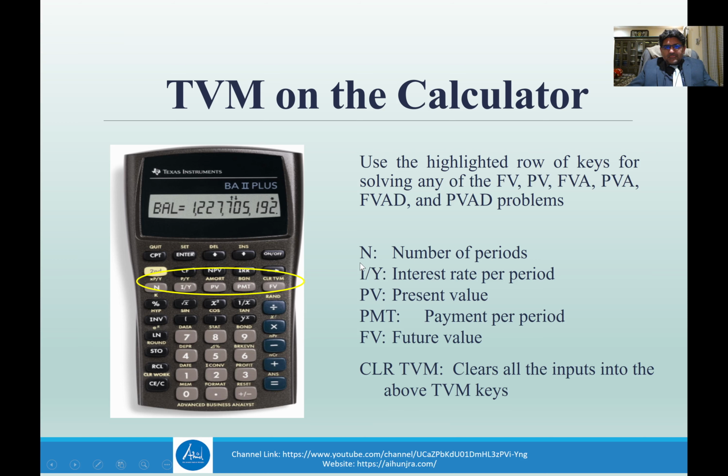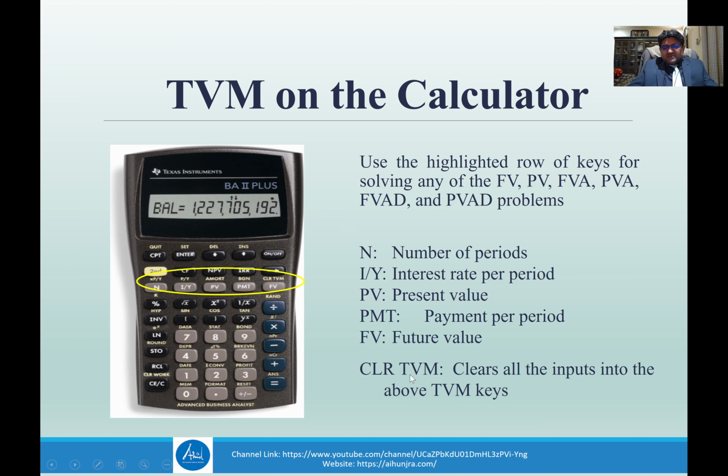So N is the number of periods. I/Y is the interest rate per period. PV is present value. PMT is payments per period. FV is future value. So how can we calculate it?